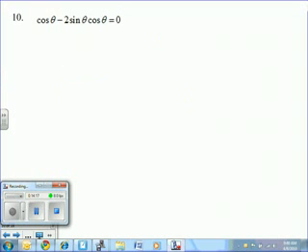Okay, on this problem, the first thing that you should have done is looked at it and realized that you could factor something out of all the terms. What can you take out of all the terms? Yeah, you can factor out a cosine theta. And when you do that, what's cosine divided by cosine? 1. And what's negative 2 sine theta cosine theta divided by cosine? Negative 2 sine theta. And now you're done.